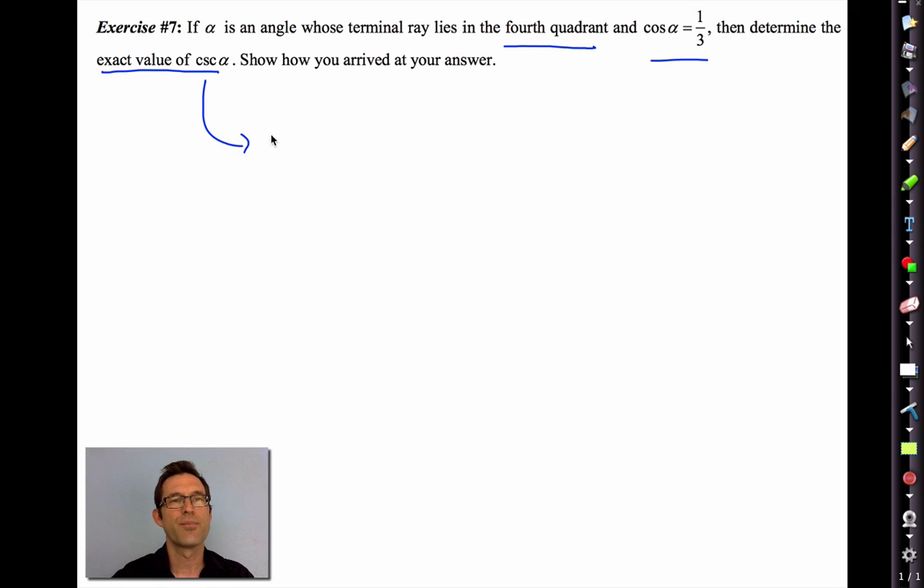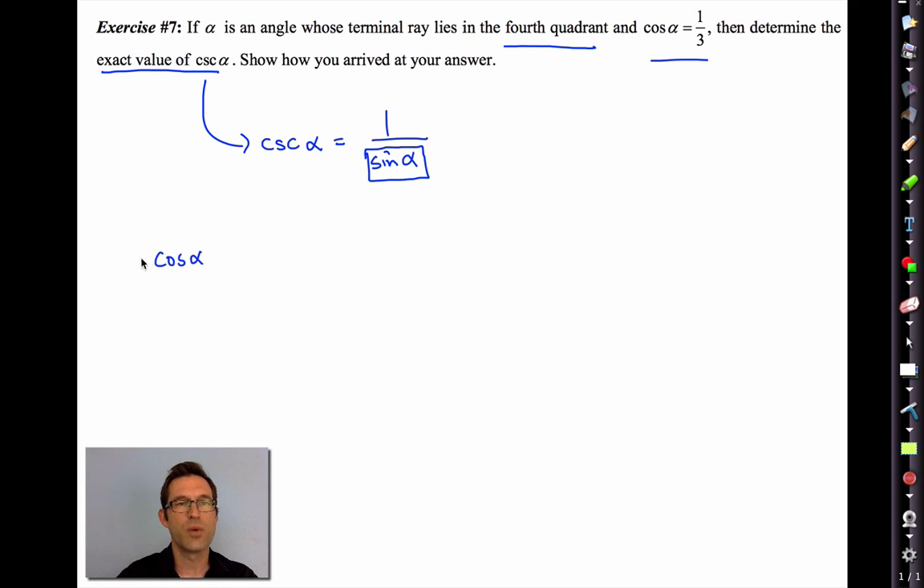Okay, let's go through it. The first thing that I want you to do in a problem like this, or that I think you should do in a problem like this, is to write out something very strange. Cosecant alpha, that's odd, is 1 over the sine of alpha. All right? Now, what that immediately tells me is I need the value of sine alpha. I know the value of cosine alpha.